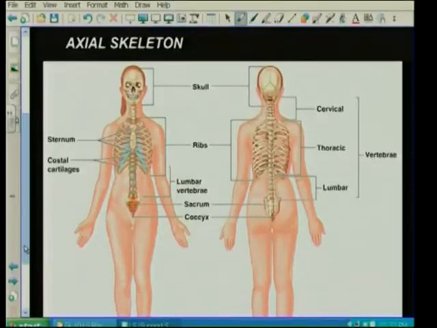We continue with our learning in terms of the human skeletal system, and we said that the human skeletal system is made up of the axial skeleton and the appendicular skeleton. So first stop in our journey would be the axial skeleton.